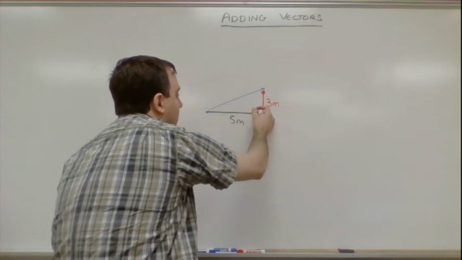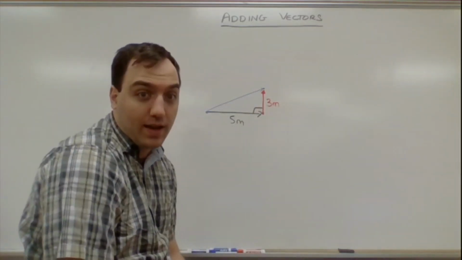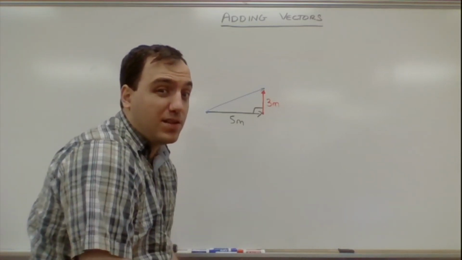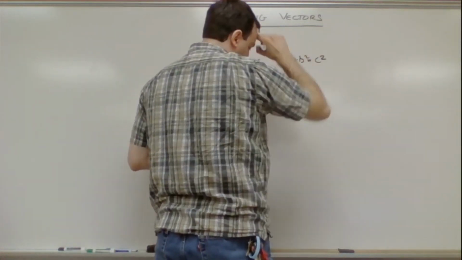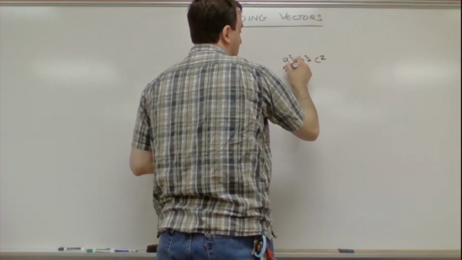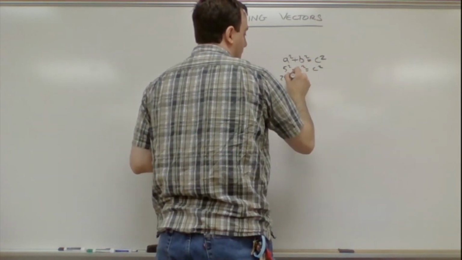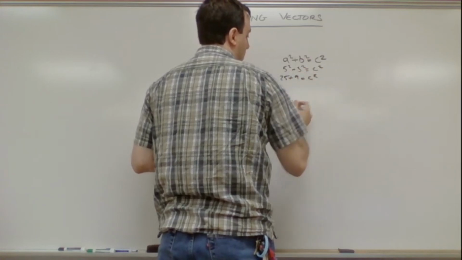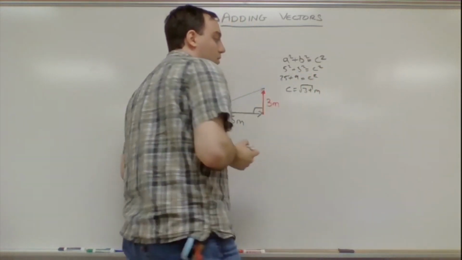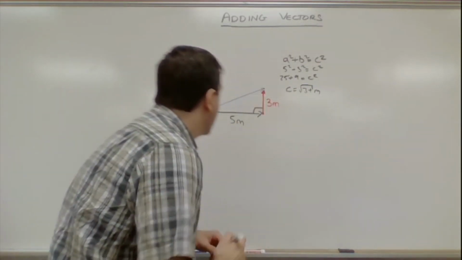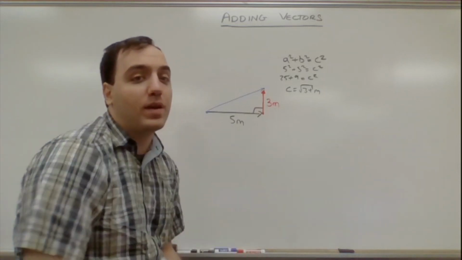Well, we have a triangle here. In specific, we have a right triangle. Then it's just the Pythagorean theorem. a squared plus b squared equals c squared, which in this case is 5 squared plus 3 squared equals c squared. 25 plus 9 equals c squared. c equals the square root of 34 meters. So this side over here, this blue side, is the square root of 34 meters.